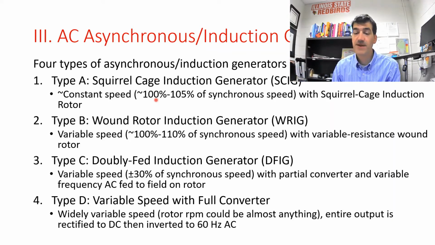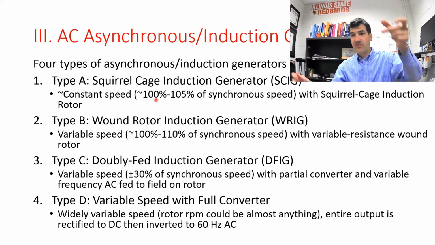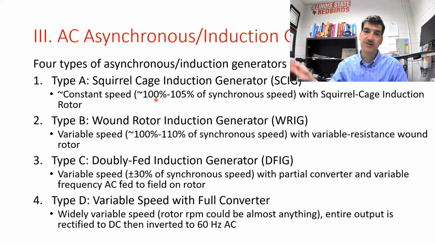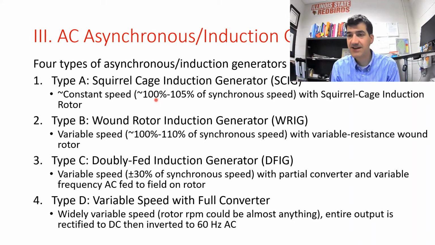So in order to make it operate as a generator, you have to spin that rotor faster than the magnetic field that's rotating around on the stator. Generally that is rotated somewhere between 100 up to about 105% of synchronous speed. If you go much faster than that, you induce a lot of stress and torque on the machine, and you're likely going to break the machine. You're going to destroy the machine.